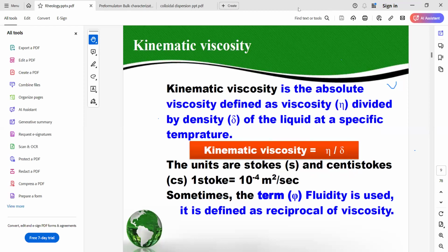What do you mean by non-Newtonian systems? Where the rate of shear is not directly proportional to shearing stress. No, no, that's not the true definition. The true definition is that the rate of shear is not directly proportional to shearing stress. That is the true definition.